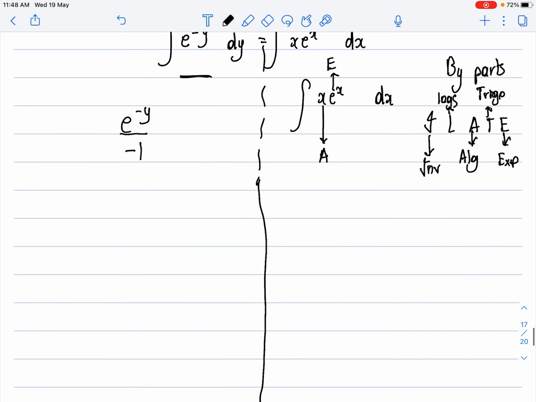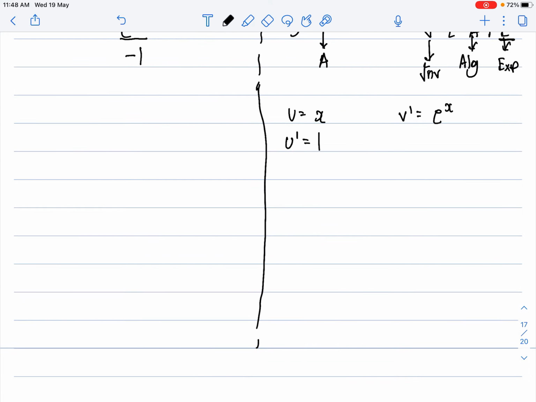Yeah. So now if you see, x is basically my algebra, e is basically my exponents. Correct? So whichever comes first gets u. So algebra comes in ILATE first. So u is x. And whichever comes last in ILATE, which is e here, that gets v dash. So now I'll calculate my u dash, which is the differentiation of x, which is 1. And now I calculate v, which is the integration of e raised to x, which is the same, e raised to x. So now I have my formula, which is uv minus the integration of v u dash.